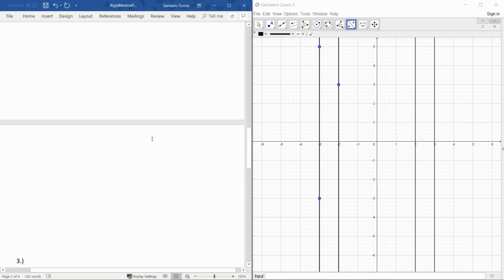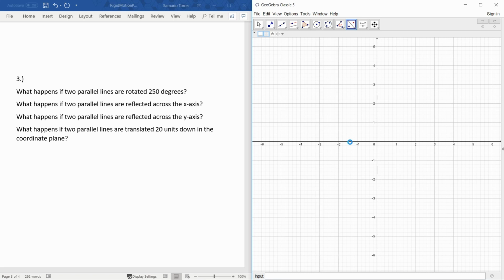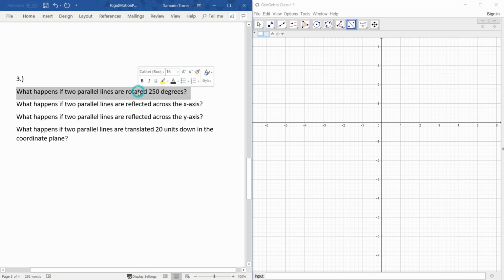Let's go to number 3. Number 3 says, what happens if two lines are rotated 250 degrees? Well, what's the key word here? We know we have parallel lines, but a nice key word here is rotated, right?